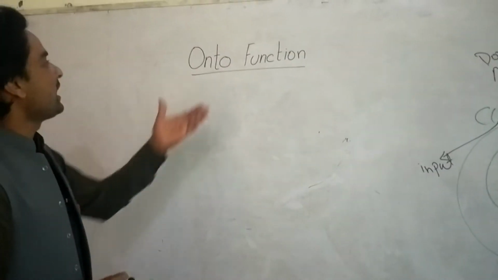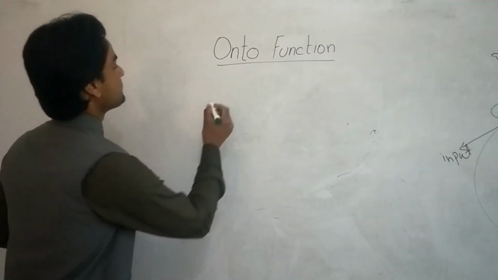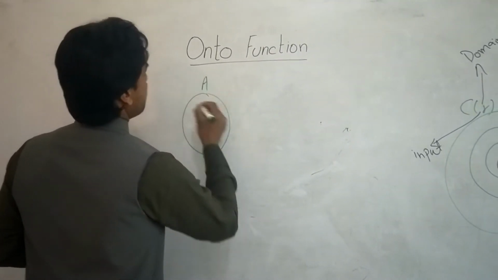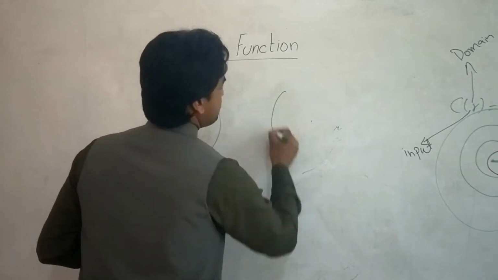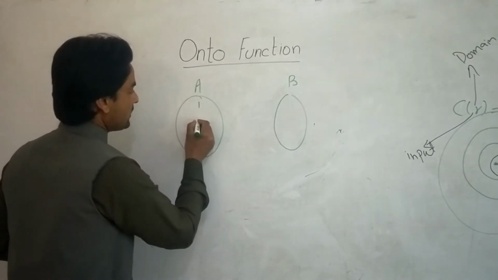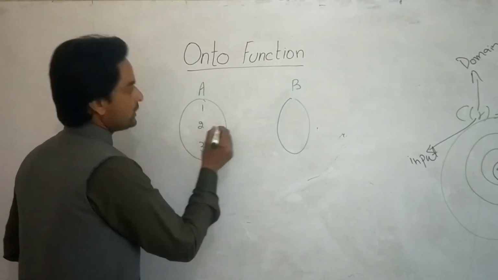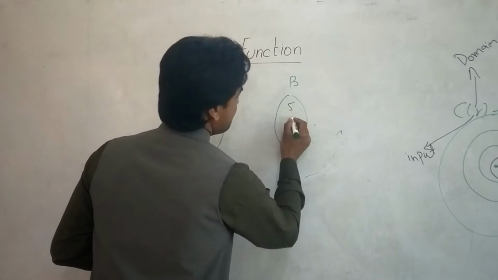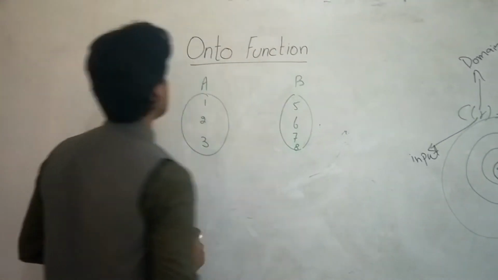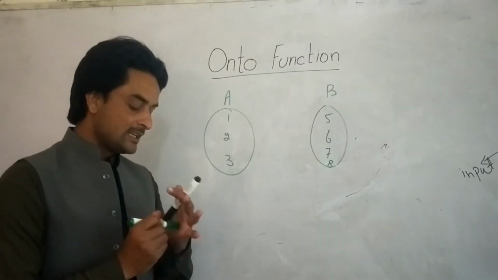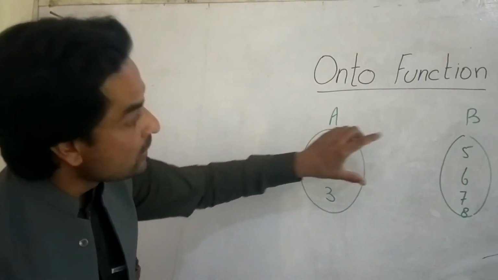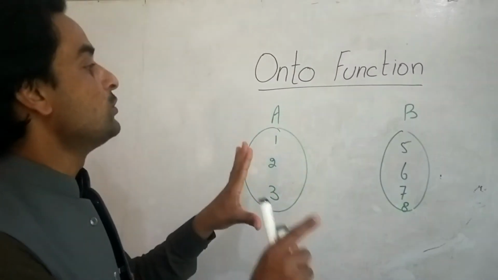Let's come to the topic onto function. Just for example, consider a function where A is a set and B is another set. This set consists of 1, 2, 3 and another set 5, 6, 7 and 8. So onto function is that type of function in which we say that the range is equal to the set B.